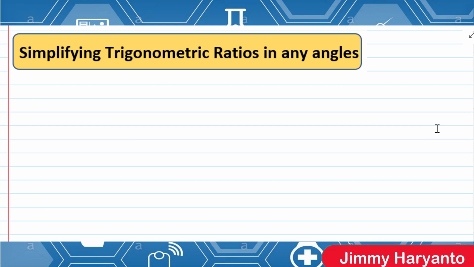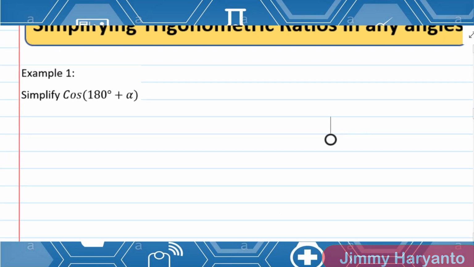Next is simplifying trigonometric ratio in any angles. Not every question gives us the exact numbers of the angles. As you know that math is also playing with letters or variables. Yeah, so this one I will give you a trick how to simplify trigonometric ratios in any angles using variables. Yeah, so example 1, simplify cos 180 plus alpha.